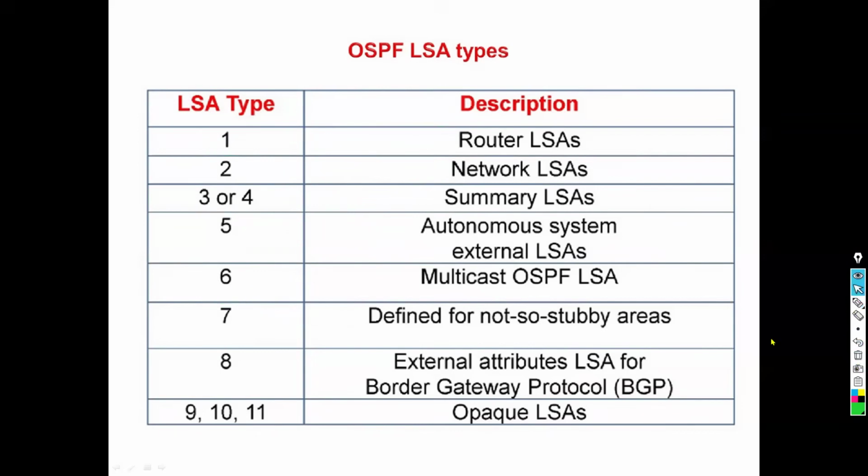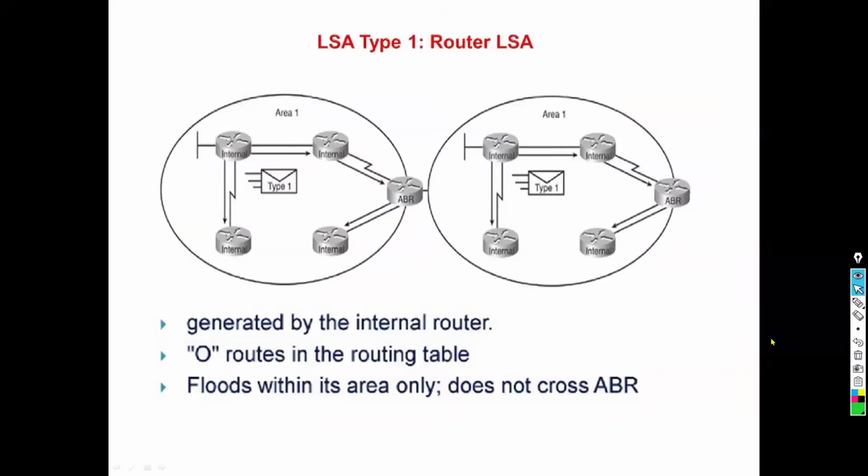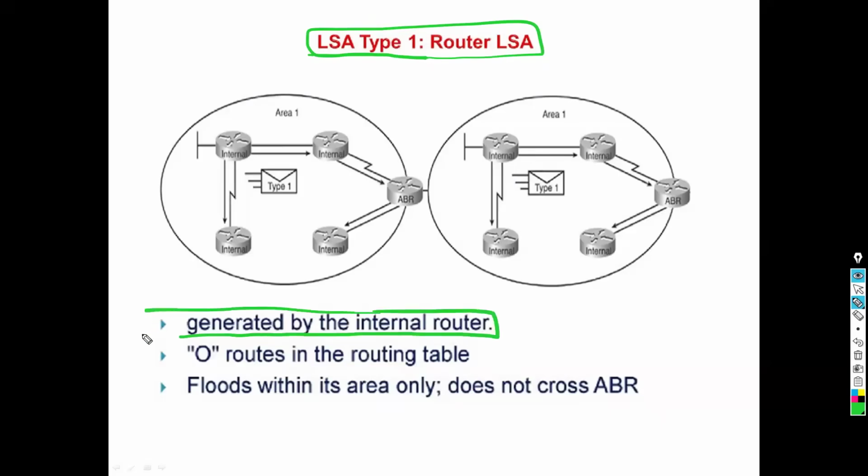Let's talk about these options one by one. For example, what is router LSA? I told you, LSA can help you to troubleshoot your network, to troubleshoot your OSPF design. So let's talk about our first LSA, LSA 1, type 1. This is called router LSA. It is generated by an internal router. It means you will receive LSA 1 only within the area.